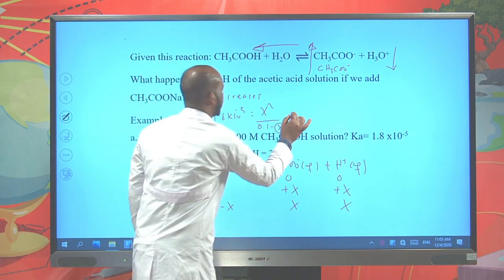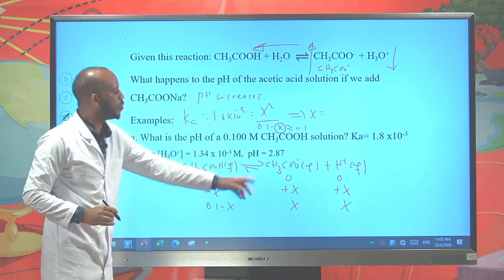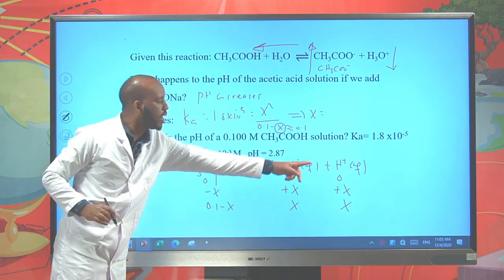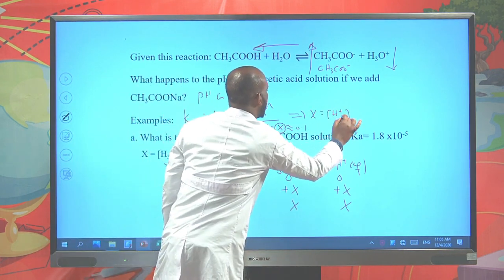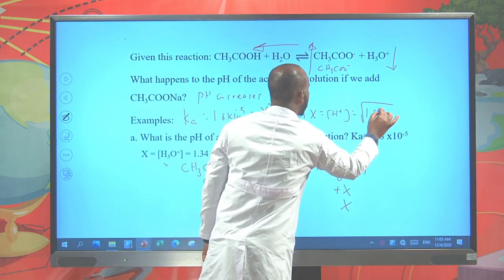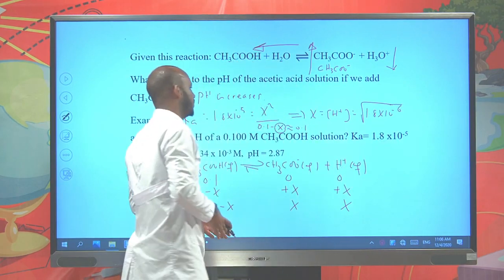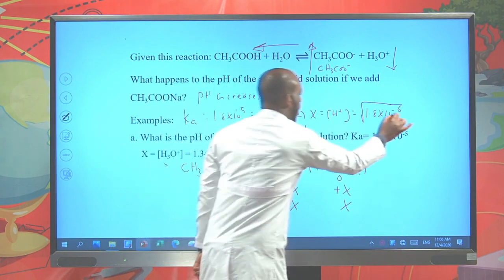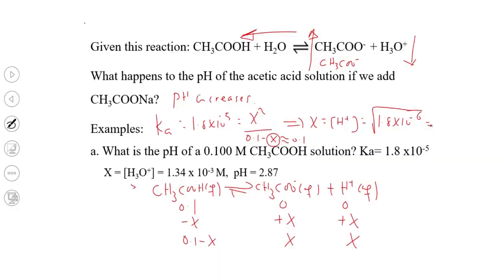From this, X, equal to the equilibrium concentration of acetate, equal to the equilibrium concentration of H plus, is the square root of 1.8 times 10 raised to minus 6. The square root of this is 1.34 times 10 raised to minus 3 molar.